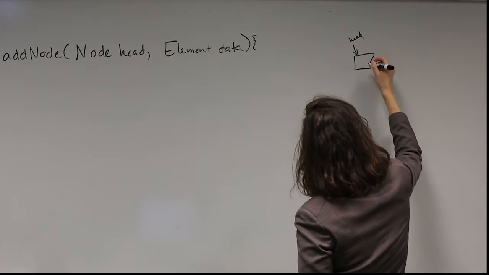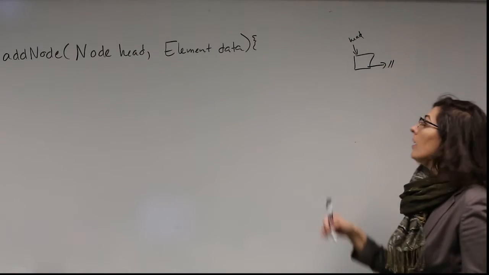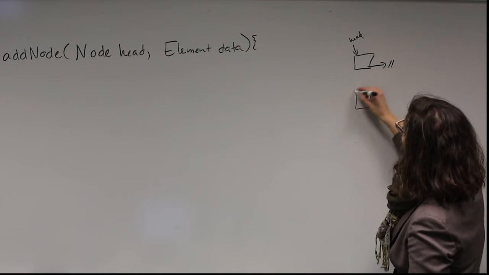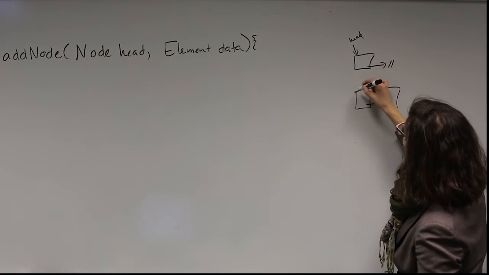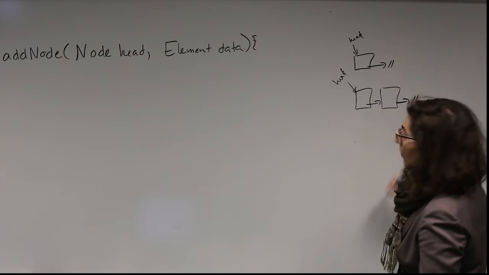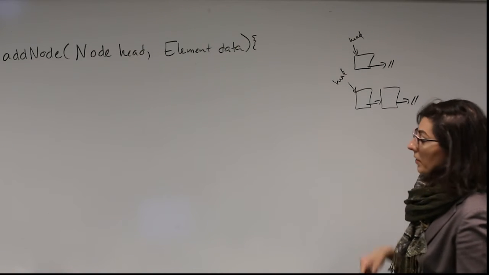Well, a linked list of size 1, which would look like this. How do we add something to that? Well, you go to the end and you would put the new node there. Let's also make sure that we can handle a linked list with more than one element in it, so making sure that we can get to the end of it.